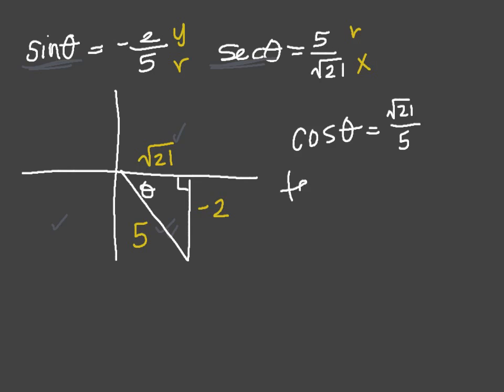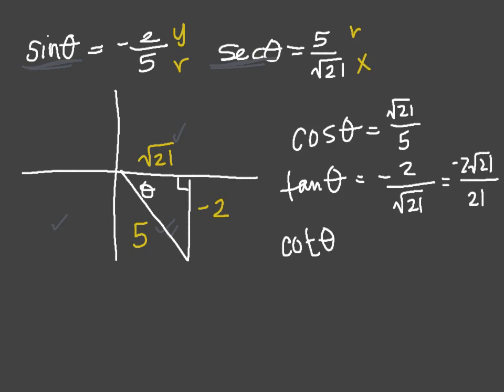Tangent of theta is y over x. So we know the y value is negative 2. We know the x value is root 21. We rationalize this and get negative 2 root 21 over 21. So there's our tangent. Okay, let's go ahead and do cotangent since we just did tangent. We can just flip over the unrationalized, not pretty version of tangent. So negative root 21 over 2.